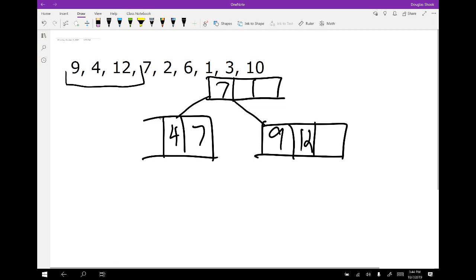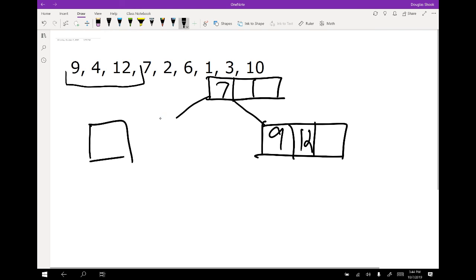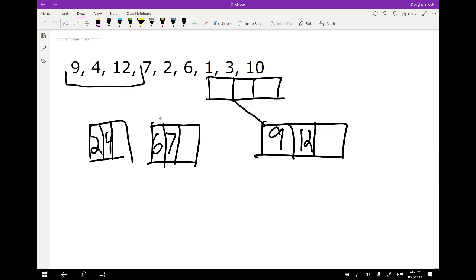So this node's got to split into 2 more nodes. Oh, I made that really small. So 2 and 4, and then 6 and 7. And then what happens? The 4 is going to go up the tree, right? So now I have a 4 and a 7. Hook these children up.